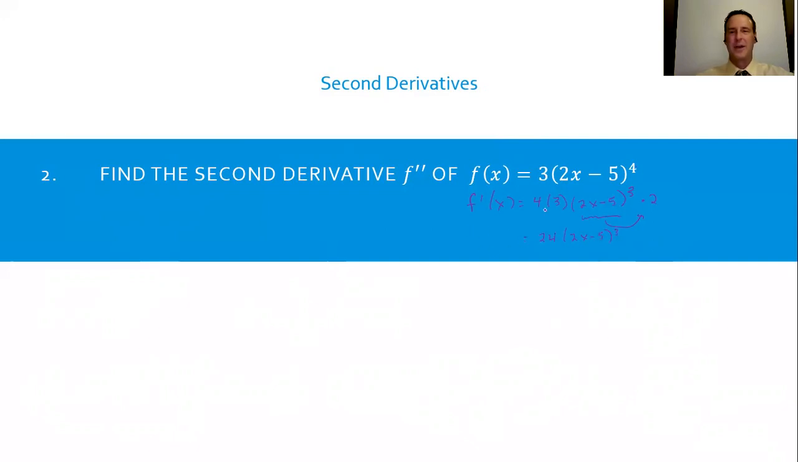Okay, so 3 times 4 is 12, 2x to the 3rd, yeah, chain. All right, so now I'm going to do the second derivative. I'm going to move the 3 out front. 3 times 24 is 72 times 2x minus 5 to the 2nd power, because I dropped from a 4 to a 3, now 3 to a 2, and then multiply this by the derivative of the inside piece. 144 times 2x minus 5.